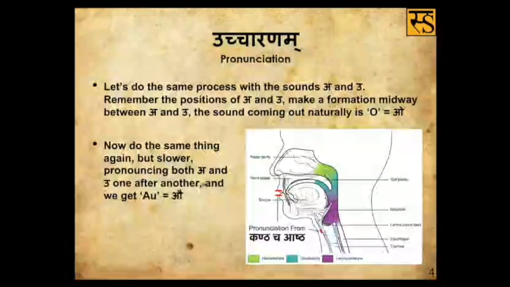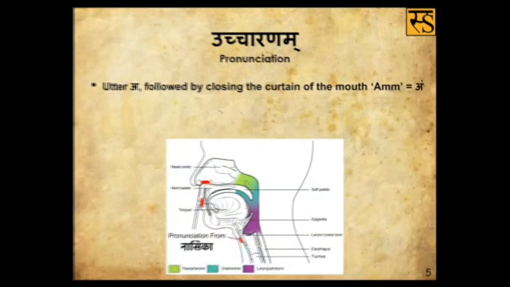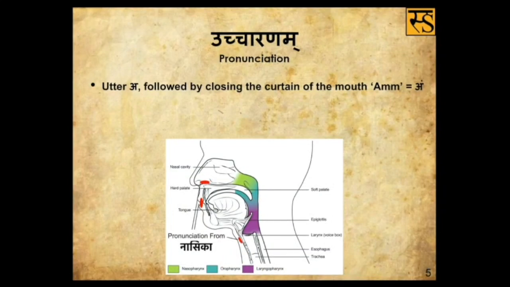Now do the same thing, but this time slower, pronouncing both a and u one after another. We get au. Again, au. The pronunciation of o and au is done by using kantha, that is the voice box, and oshtha, that is the lips. To pronounce anusvara, open the mouth and utter a and immediately close the mouth.